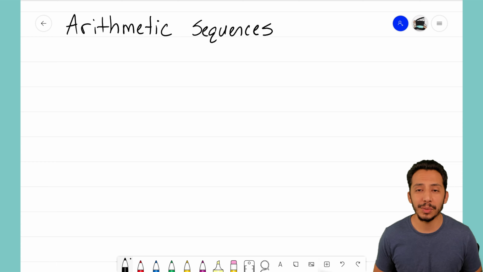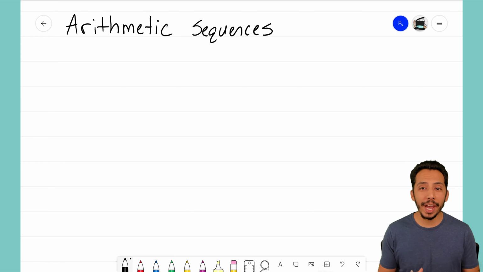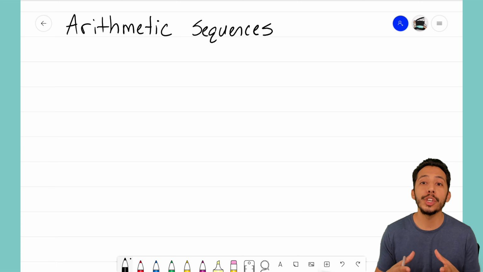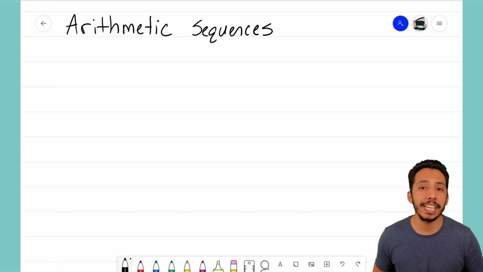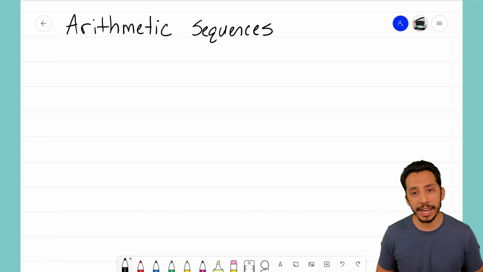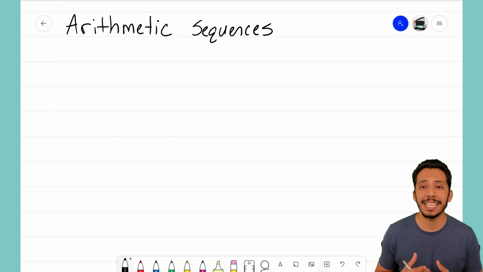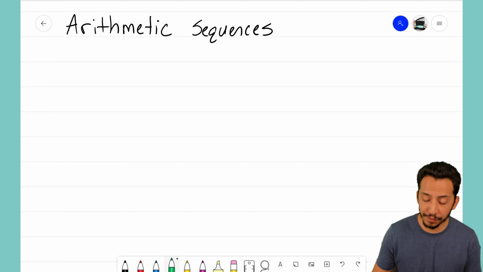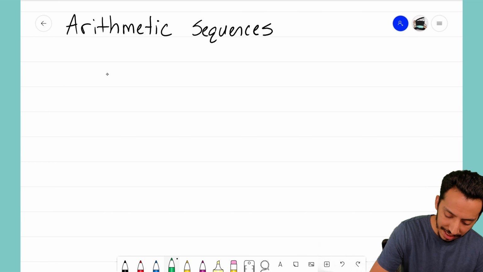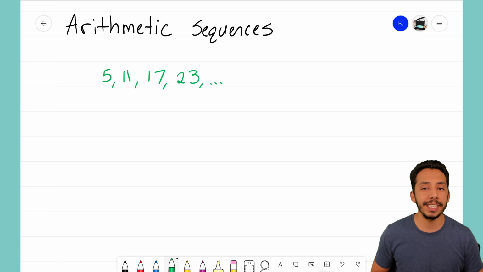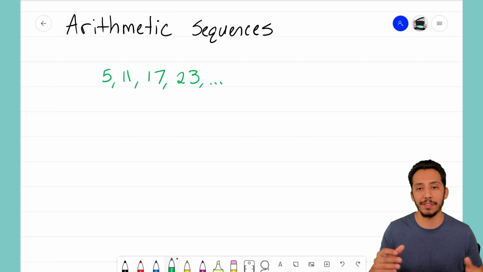Basically what it boils down to is a recursive equation is a way to write out a sequence when you know the term before the one you're looking at. So let me give you an example, show you how we can write out that recursive equation and how we can use it to find additional terms in our sequence. Let's focus on the sequence 5, 11, 17, 23, and then I'm going to put three dots, an ellipsis, indicating that the sequence does go on forever.